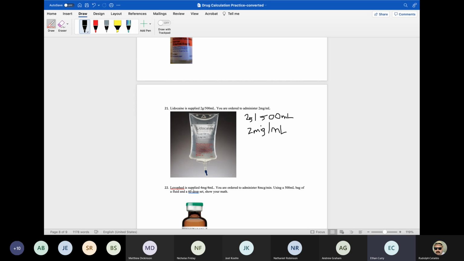Need to convert grams to milligrams. Okay, so the medication is supplied in grams, but my ordered dose is milligrams. So that's easy enough. Let's start with our 2 grams, which is at the top. If I want to convert that to milligrams, how do I do that? Move 3 to the right. Okay, so I add three spots to the right, 0, 0, 0. There's my 3 spots. So that now gives me, instead of 2 grams, 2,000 milligrams in 500 mLs.